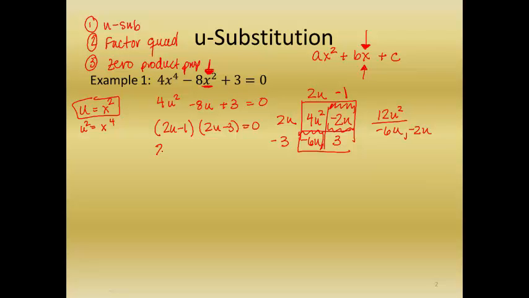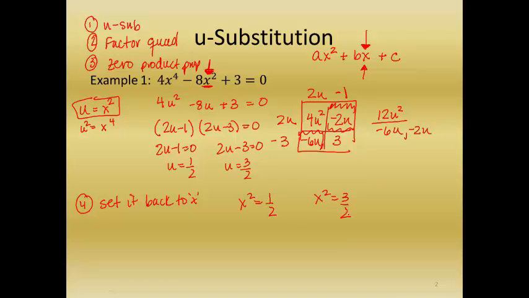So that is that I have 2u minus 1 equals 0 and 2u minus 3 equals 0. So if I add 1 and I divide by 2, I get a half. And over here, if I add 3 and divide by 2, I get u equals 3 halves. Well, here's the deal. We weren't solving for u, we were solving for x. So now your fourth step is to set it back equal to the x's. And that is that if u equals x squared, then x squared equals 1 half, and x squared equals 3 halves. So your last step would be to take the square root of both sides of both of these.